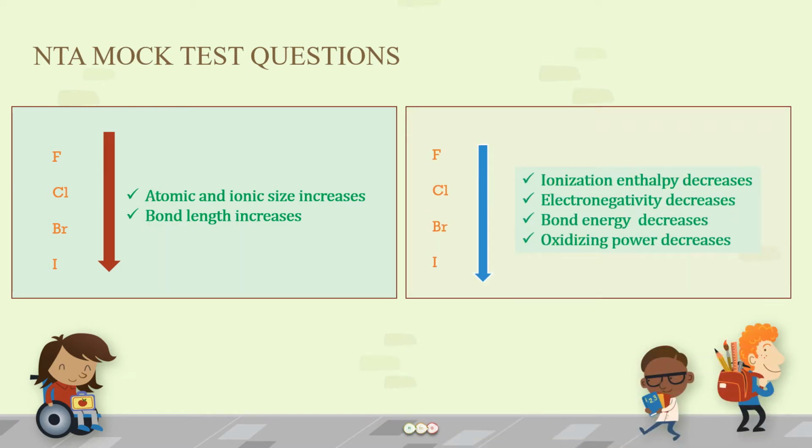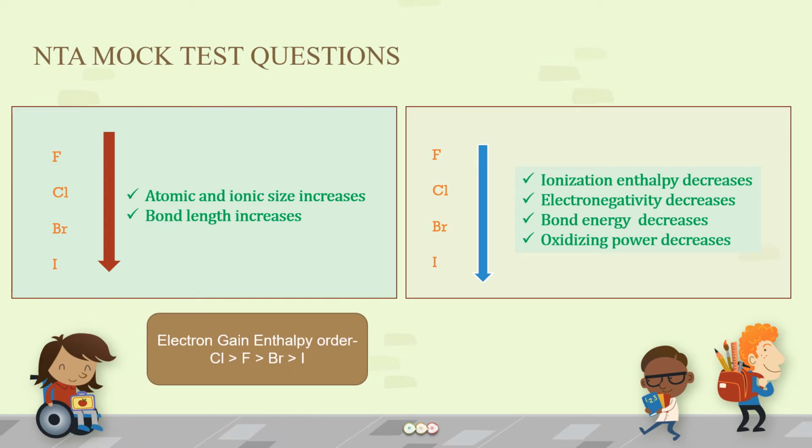Now what is going to decrease? Well, from fluorine to iodine, the values that we will be seeing decreasing are the ionization enthalpy values. They will be decreasing down the group. The electronegativity values will be decreasing down the group. The bond energy, because the bond length is increasing, so the energy required to break the bond is going to be less. So the bond energy is going to be decreasing, and the oxidizing power is also going to be decreasing down the group. So which is going to be the strongest oxidizing agent out of all these? Well, it is going to be fluorine. So do remember this. It is going to be very important for you to remember these trends.